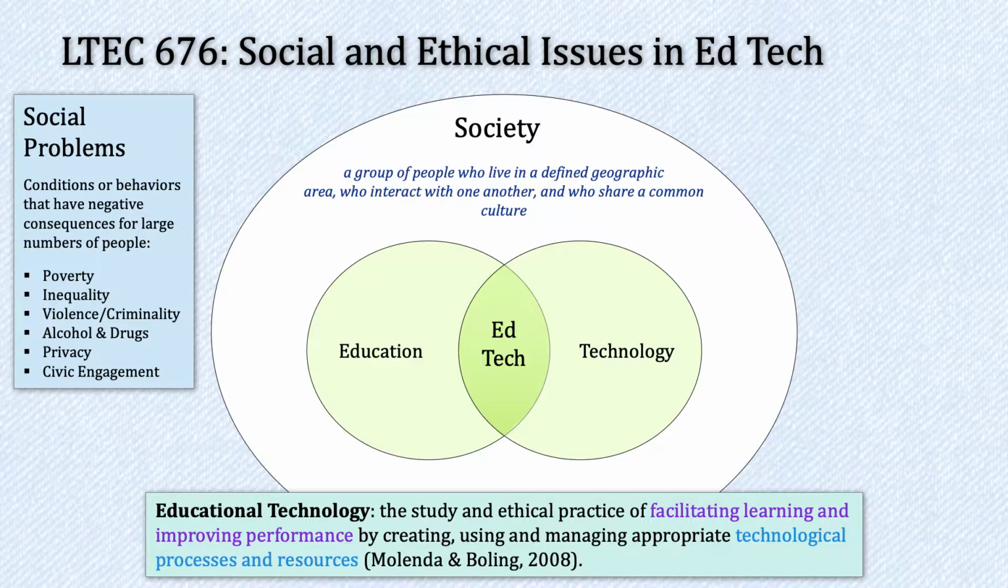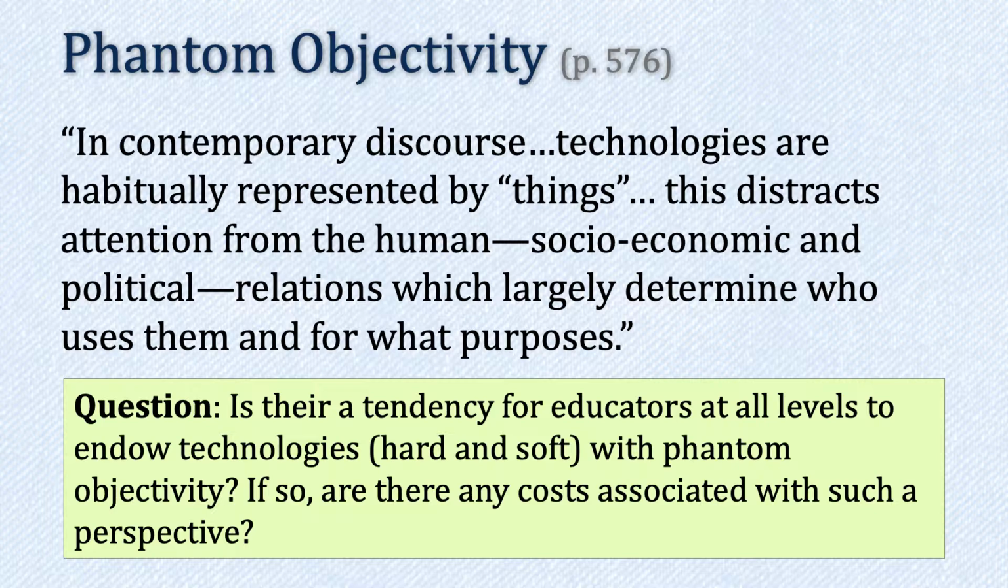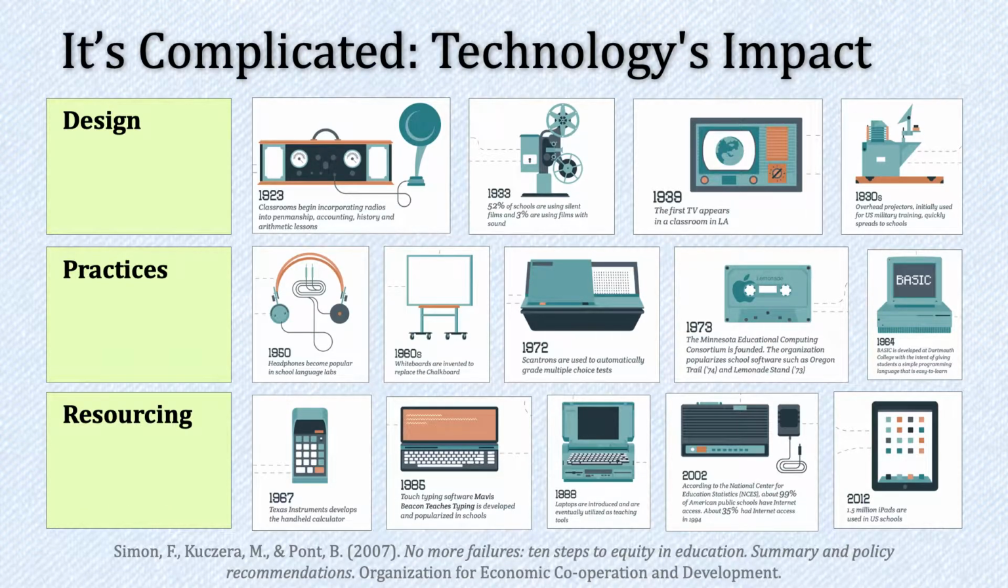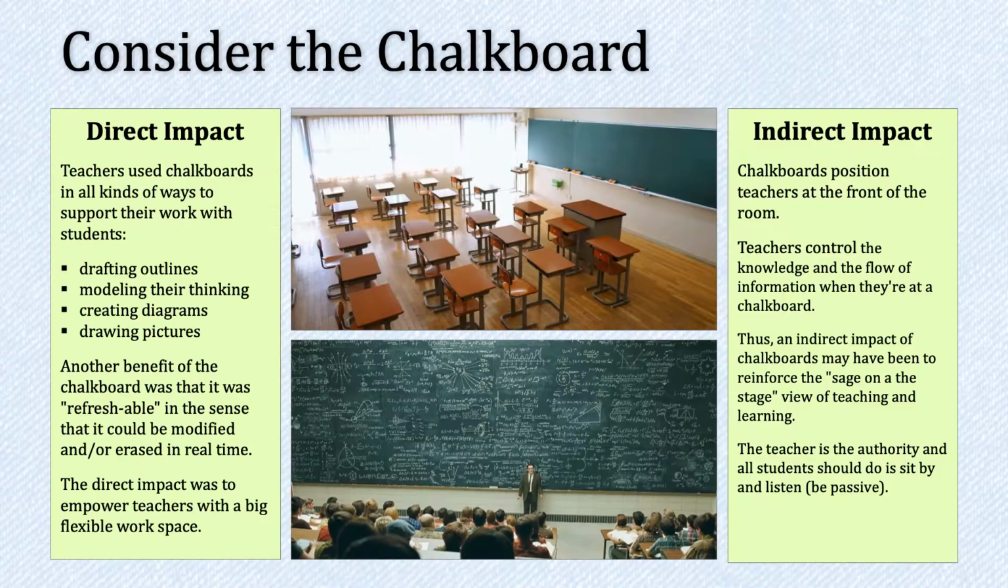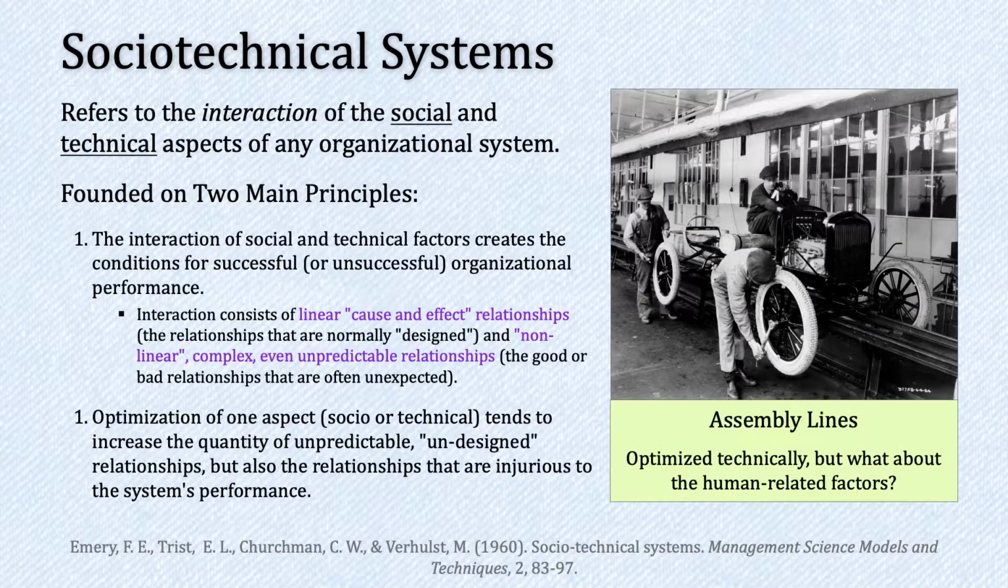From there, we focused on some philosophical critiques of technology's role in society. For example, we talked about Marx's notion of phantom objectivity, the idea that people tend to think about technology as things that are objective, devoid of socioeconomic and political values. Of course, we learned this is not true, and that all technology, whether high-tech or low-tech, from chalkboards to supercomputers, are designed, produced, and deployed based on the social and political and cultural values of the human beings behind the technology.